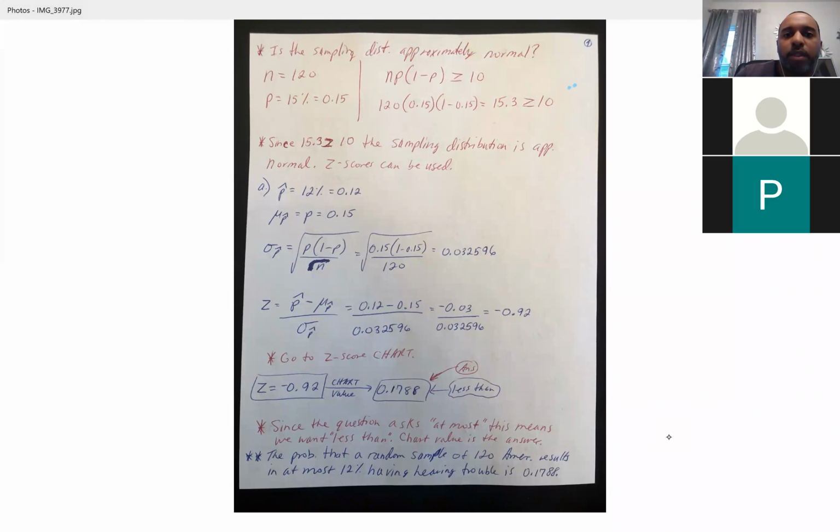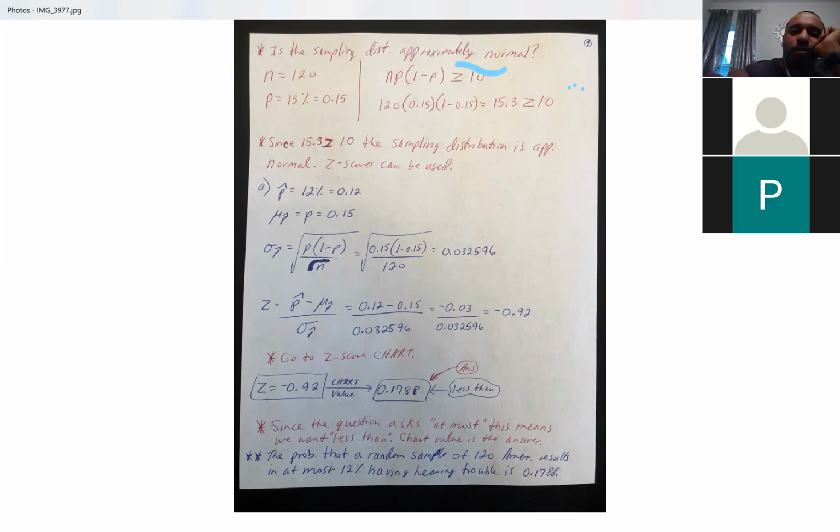All right. So first thing we want to establish is whether the sampling distribution is approximately normal. So N is 120. Remember that was the number of people surveyed. Go back here. Yeah. So that was the number of people sampled. So 120 was N. And then, as I mentioned, P is your population proportion. That was 15%. So you convert that to 0.15.